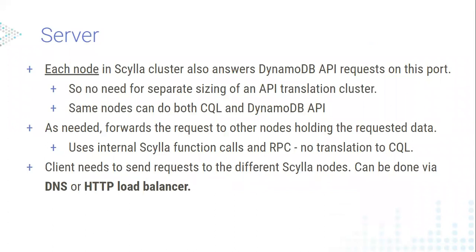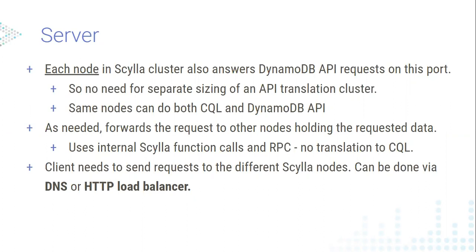So now this is something that Dor mentioned earlier. So how does the server answer all these DynamoDB requests? So basically what happens is you have a lot of Scylla nodes, just like you have for CQL, so you also have them for Dynamo. And each one of these nodes also answers requests for the DynamoDB API. We don't have a separate layer of proxies or anything like that. Instead, the original Scylla nodes also answer requests for DynamoDB, and the benefit of this is you don't need to do separate sizing for this.